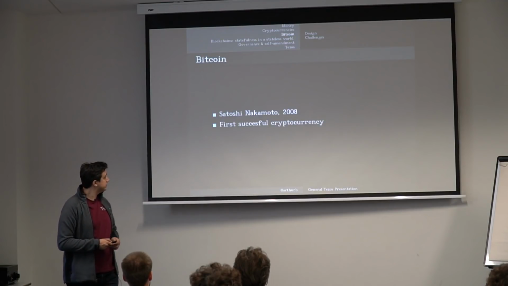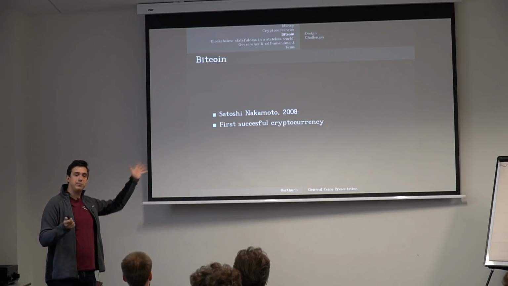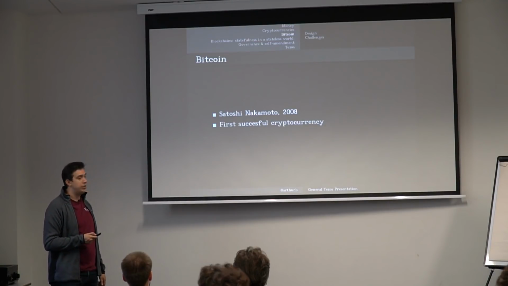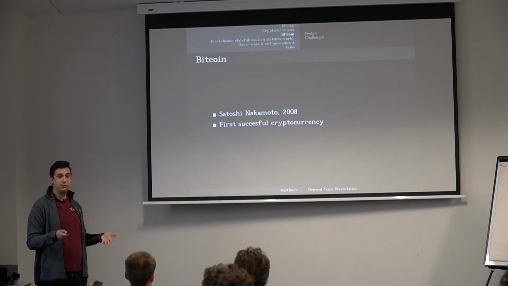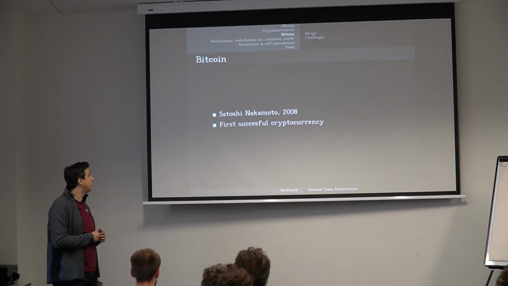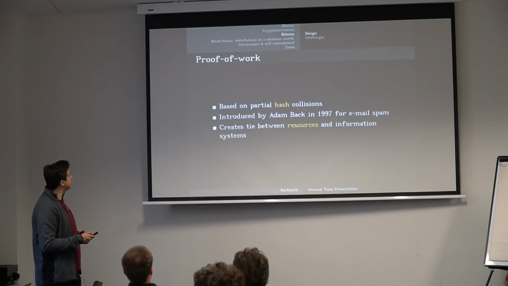So it came out in 2008. So it's been 10 years now, well, the paper came out in 2008. Bitcoin launched in early 2009. So it's going to be 10 years soon. It was the first successful cryptocurrency. There were attempts before that didn't really work. And so in terms of design, it uses proof of work.